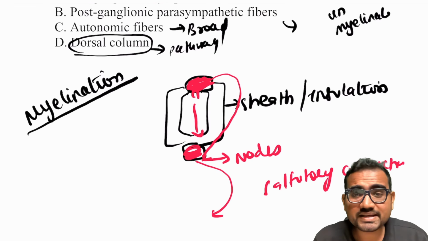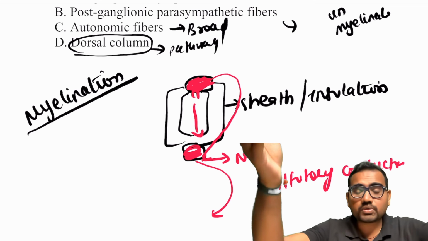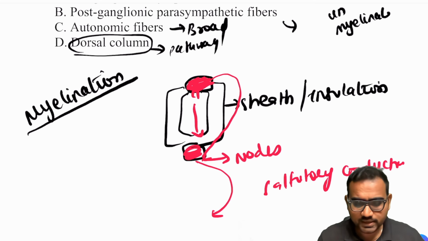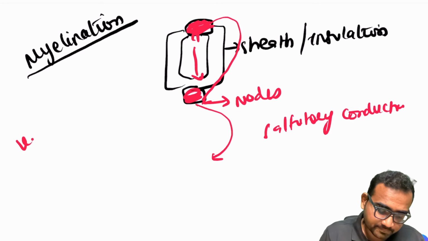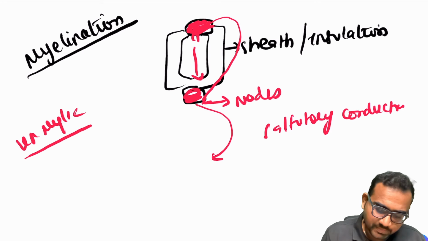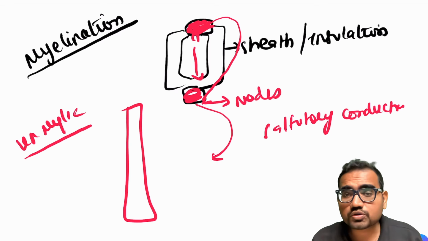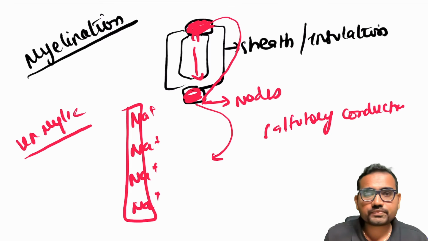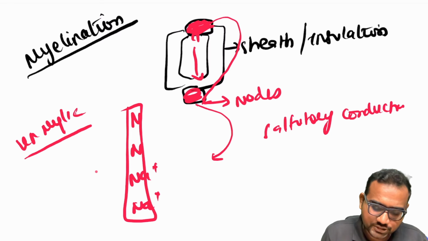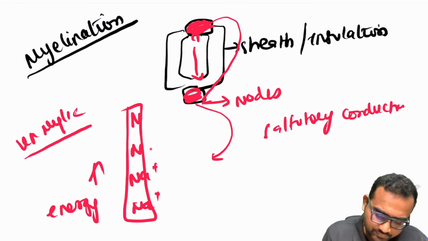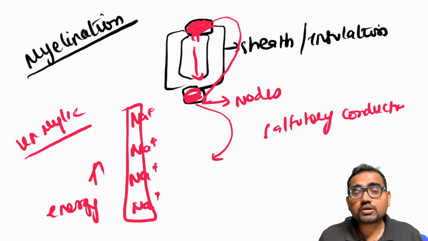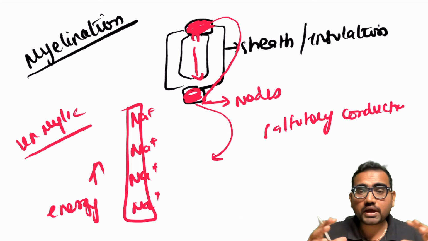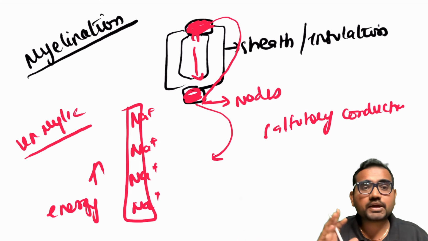So I require less energy, because I'm going to jump from one node to another rather than traveling throughout the nerve. Okay, imagine unmyelinated nerves. There's an unmyelinated nerve, there are no nodes of Ranvier. So the sodium channels will be present throughout the axon. So more energy is needed, because the sodium ions will be present throughout the nerve. So each part should be activated. It requires more energy for the conduction of the unmyelinated nerve fiber.